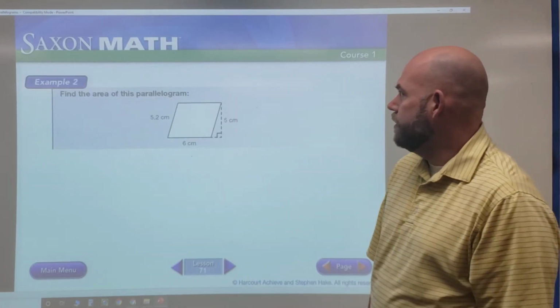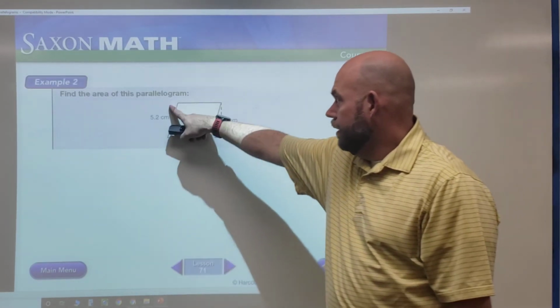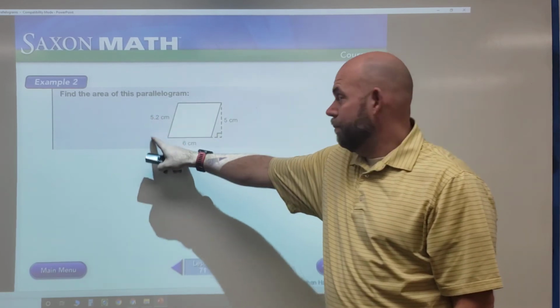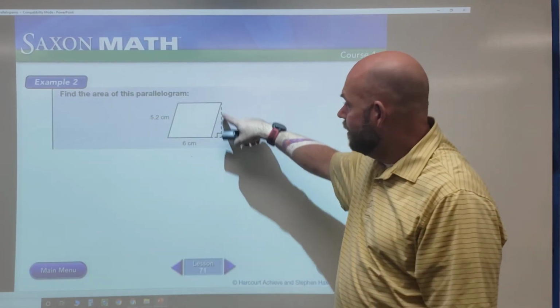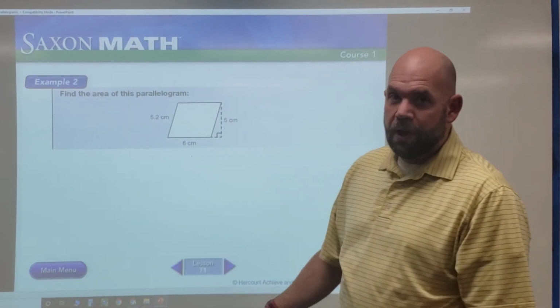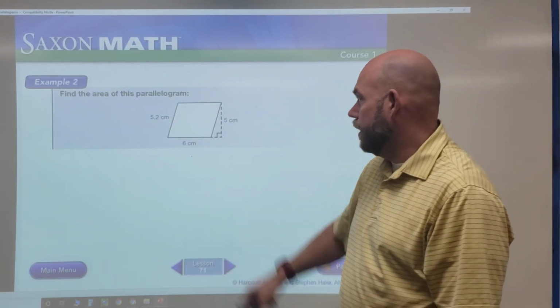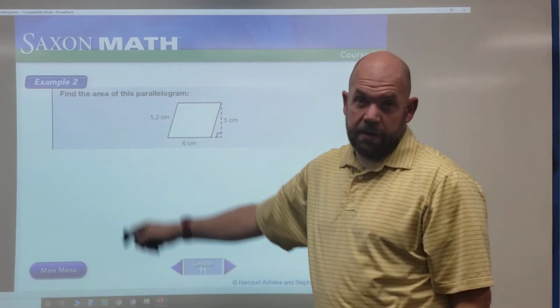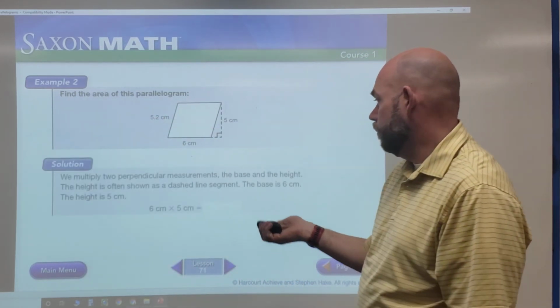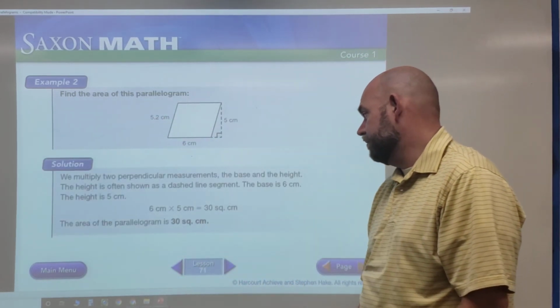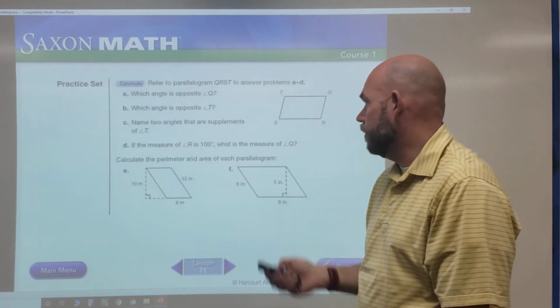All right, so if we find the area of this parallelogram, again, we don't even need this number. They put it here, but we don't need it. What we need is the height and the base. So if we do height times base, we've got 6 times 5, that's 30 centimeters squared. And again, just ignore that. You don't need it. So 6 times 5 is 30 centimeters squared, or square centimeters.